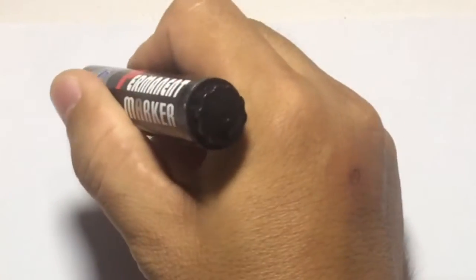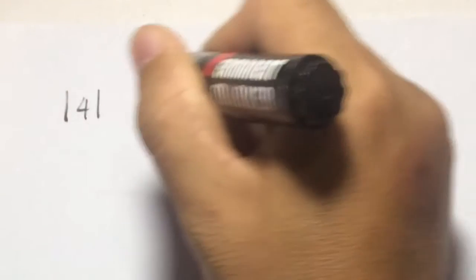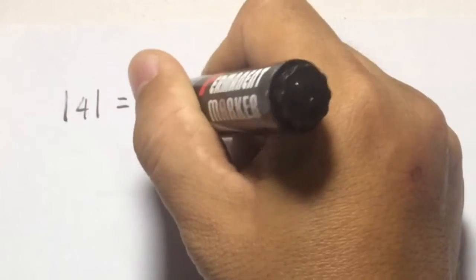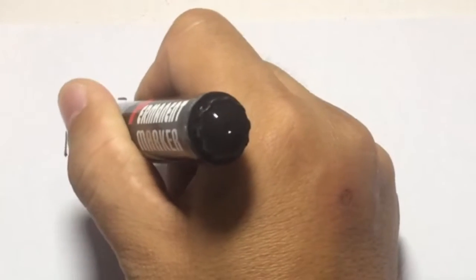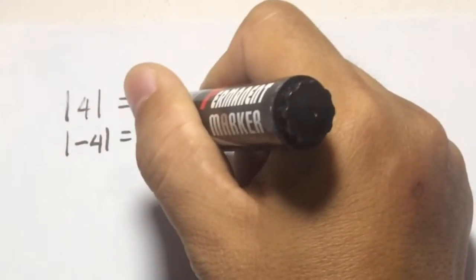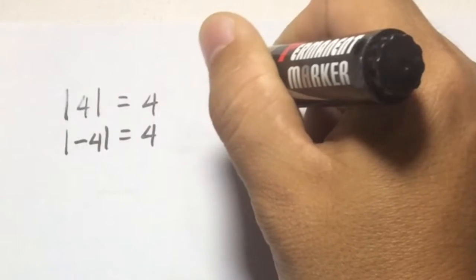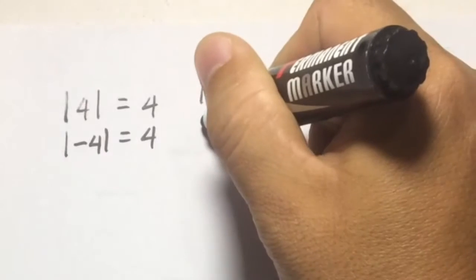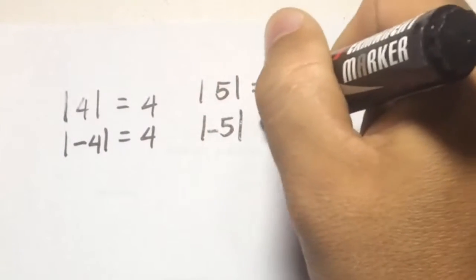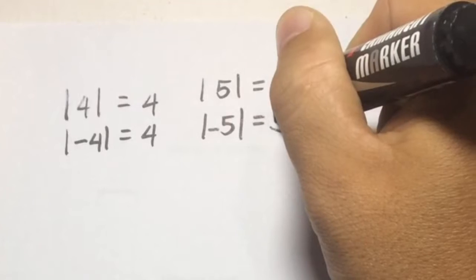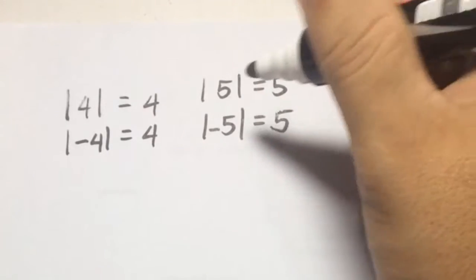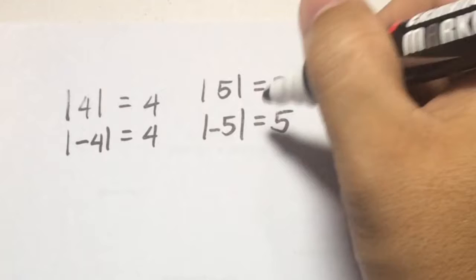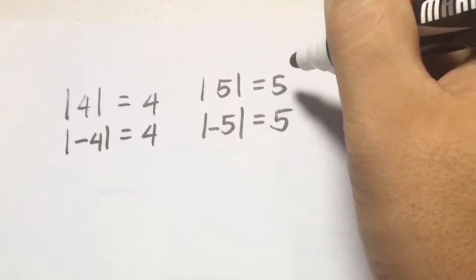Absolute value of any number is always positive. For example, the absolute value of 4 is 4. The absolute value of negative 4 is also 4. The absolute value of 5 is 5, and the absolute value of negative 5 is always 5. So again, the absolute value of any number, may it be positive or negative, is always positive.